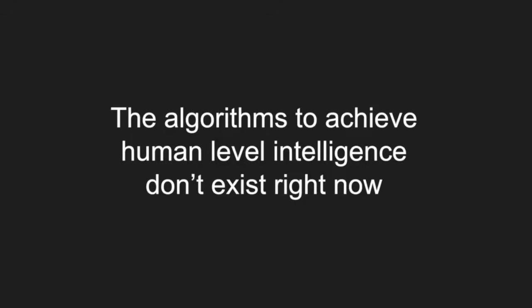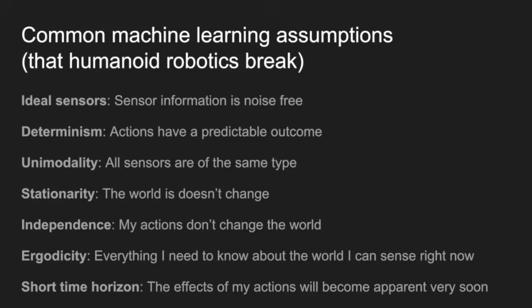All of these assumptions are very common in the algorithms currently being used that we call AI. These algorithms are not sufficient for achieving human-level intelligence. These assumptions will prevent them from doing that. One thing that all of these assumptions have in common is that they do not hold when you're working with humanoid robotics, or in fact, any robot that's physically interacting with the world.